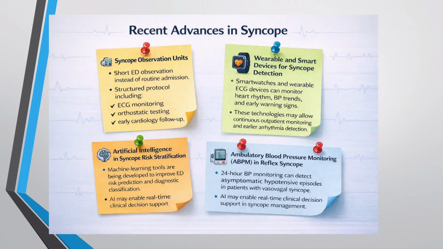A new concept of syncope observation units is coming up in foreign countries, where the ED people admit the patients with syncope, and there is a protocol for monitoring the patients with ECG, orthostatic testing, and early cardiology follow-up. And now, incorporating all the clinical signs and lab investigations, AI systems have been developed where we can risk stratify syncope patients as high, moderate, and low risk. And there are smart wearable devices coming up in the market, where we can continuously monitor heart rate and systolic blood pressure in patients at high risk. And there is an ambulatory blood pressure monitoring system also available for patients suspected of vasovagal syncope.